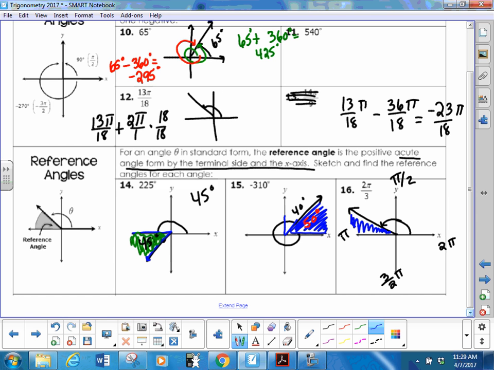What's the measure of that? I went over 2/3 of a pi. What's the measure from here to here? If from here to here is 2/3 of a pi and all the way over is a whole pi, how much does that leave here for this one? 1/3 of a pi.